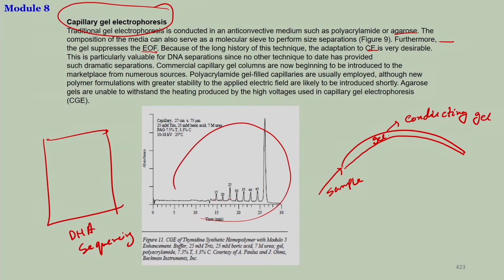Polyacrylamide gel filled capillaries are usually employed, although new polymer formulations with greater stability to the applied electric field are likely to be introduced shortly. Agarose gels are unable to withstand the heating produced by the high voltages used in capillary gel electrophoresis, that is called the CGE. So, agarose gel has the disadvantage that it cannot withstand the high heat that is generated when you provide a large voltage across the capillary. So, sometimes the gel might be broken. That is the disadvantage of using agarose as the gel inside the electrophoresis, but polyacrylamide can work fine.